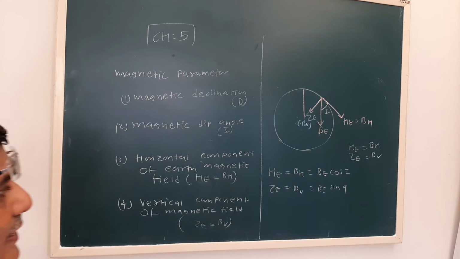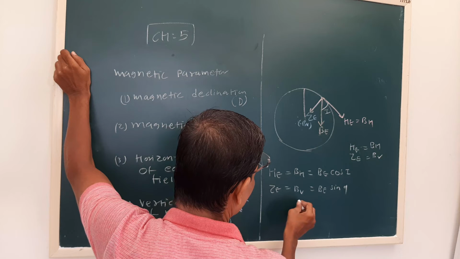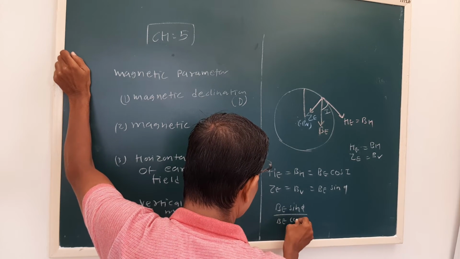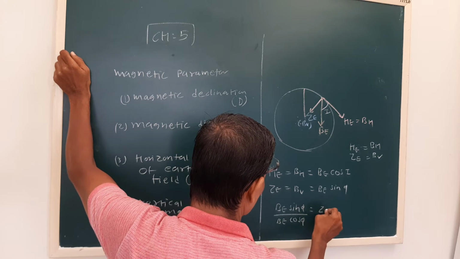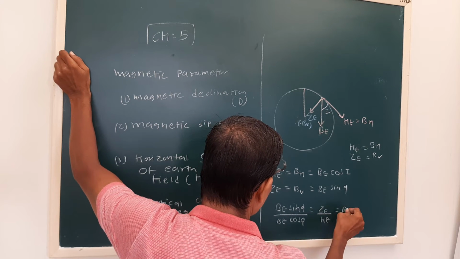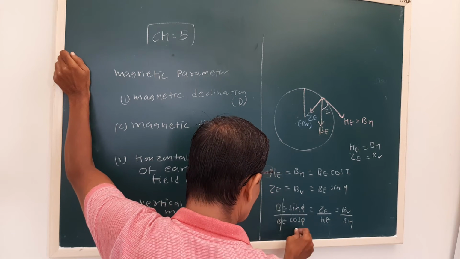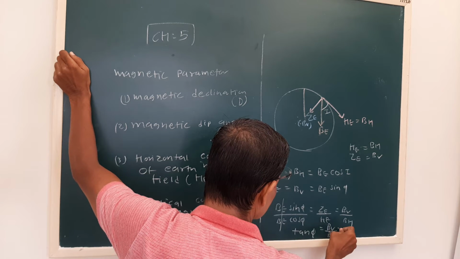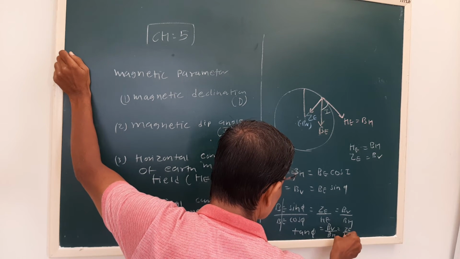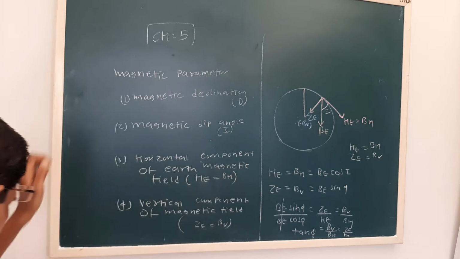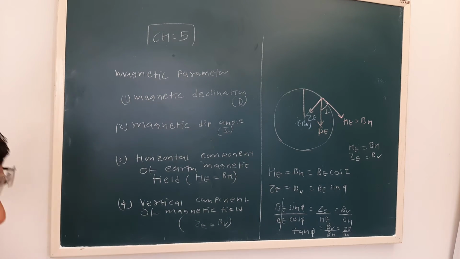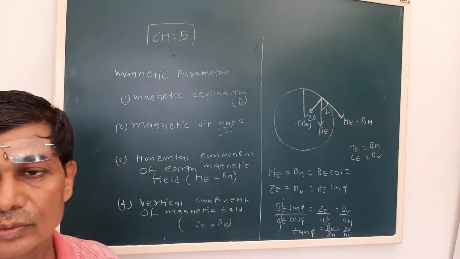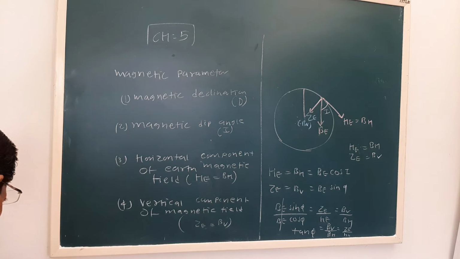Now if I take the ratio, BE sin I upon BE cos I is ZE upon HE, or BV by BH. So tan I equals that ratio. This is regarding the horizontal and vertical components of the Earth's magnetic field. This will be useful in calculations or MCQs.